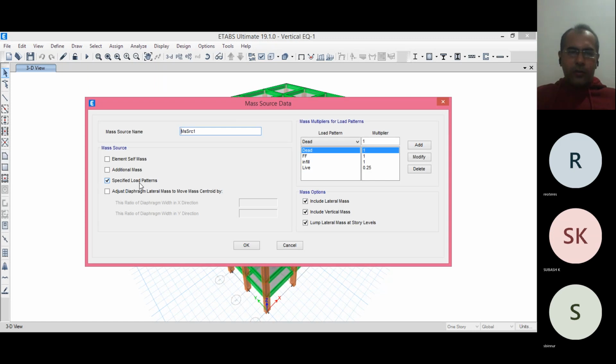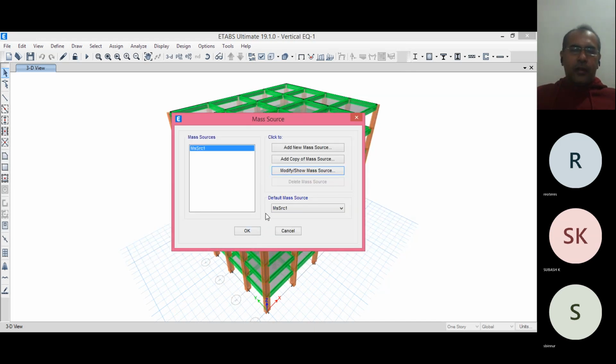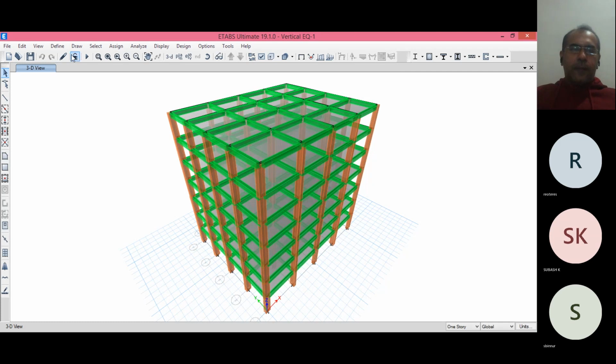And your second thing is your mass source. So in mass source, dead load plus live load has been given, but previously we had not considered vertical mass. We have to consider vertical mass for vertical earthquake, otherwise it will not consider the vertical earthquake. So you have to tick this option to consider the vertical mass for vertical earthquake. So that is defined. Okay.